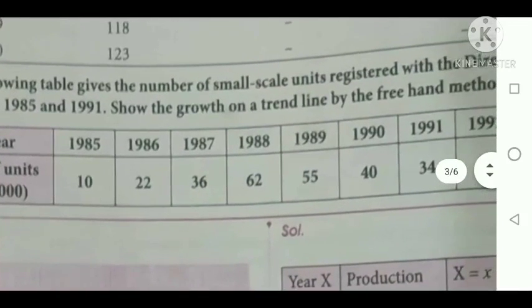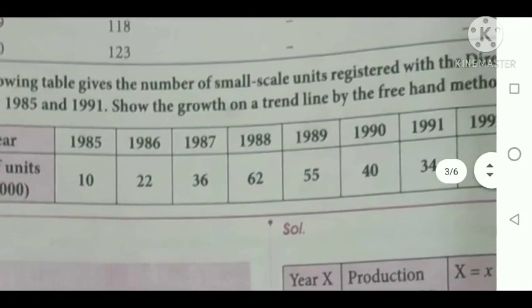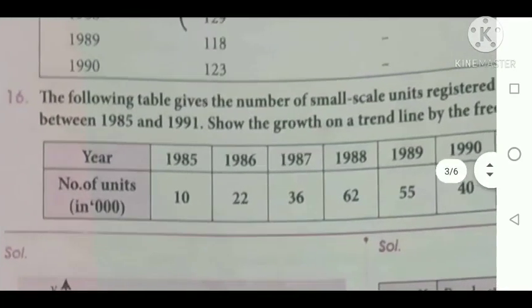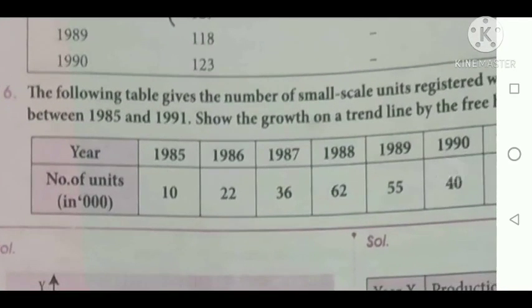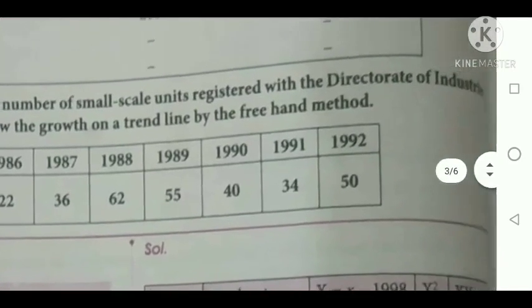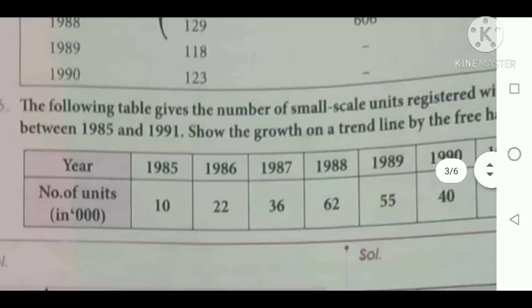But it is a freehand method. Okay, trend value by the method of freehand. The following table gives the number of small scale units registered with the Directorate of Industries between 1985 to 1991. Show the growth of the trend line by the freehand method.